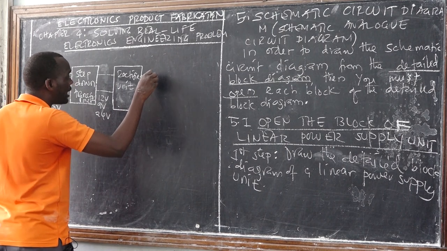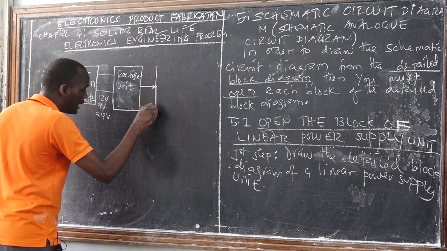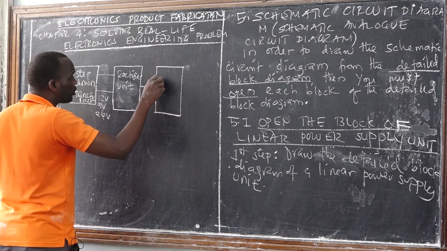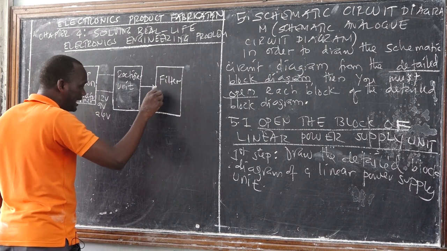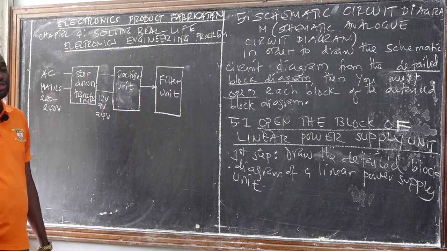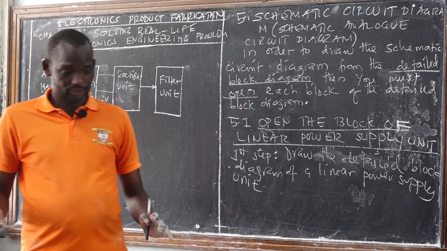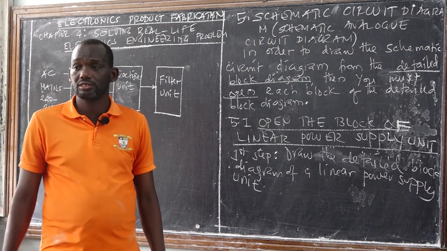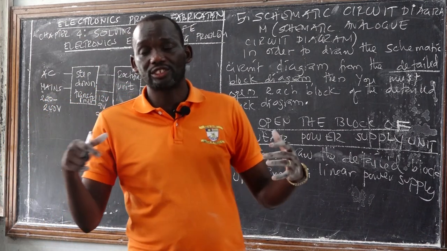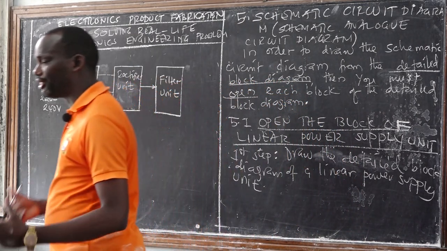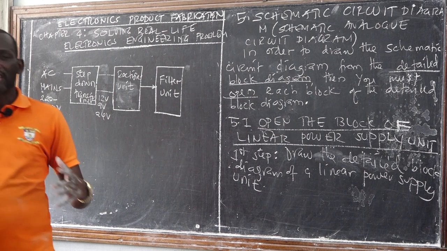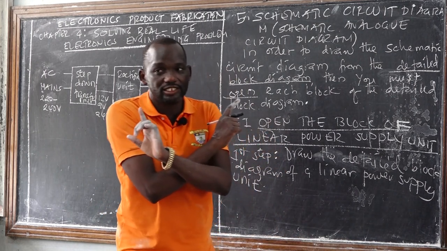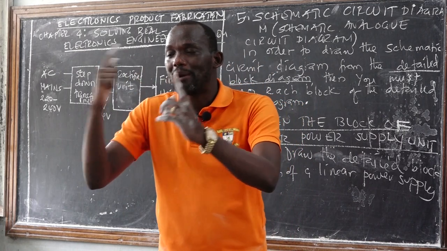From here we can now draw the arrow. The rectified electric signal will be fed into another unit, which is called the filter unit. In electronics and telecommunication engineering, we have two types of filters: electric filters and communication filters. Communication filters include the low-pass filter, the high-pass filter, and the band-pass filter, and also some other digital types of filters. Any telecommunication device, especially on the receiver side, must have a filter.